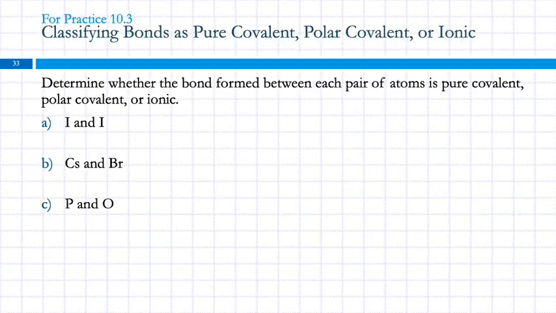Okay, so this is something we should be able to do for a test. Not this test, but the next one. Determine whether the bond formed between each pair of atoms is nonpolar covalent. I keep forgetting to change this slide. Nonpolar covalent, polar covalent, or ionic. So between an iodine atom and another iodine atom.